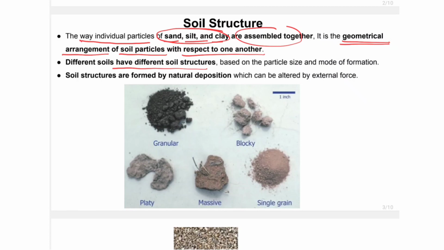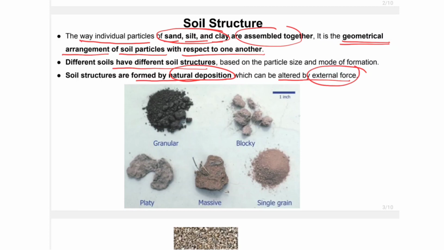Okay, and then the soil structure is formed by natural deposition, and it can also be altered by the application of some external force, like some loading or some vibrations.